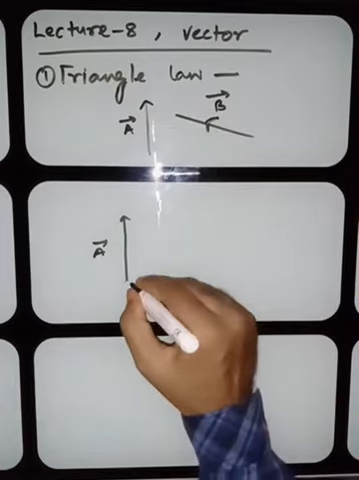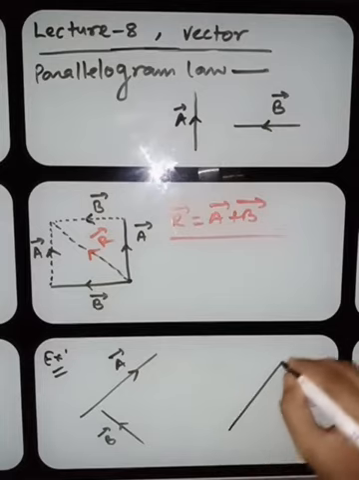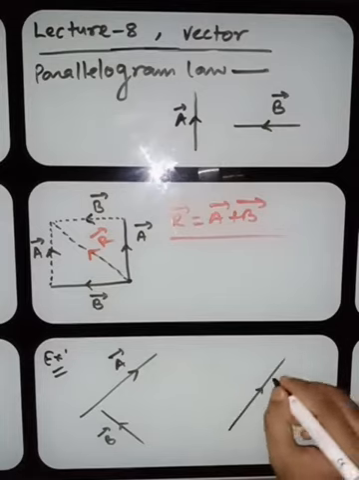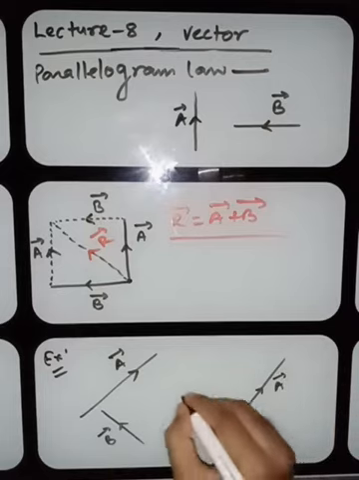Okay, let me do one more question to clarify. One more example. This is one vector A and this is another vector B. We have to add these using the parallelogram law. All right, my dear student. So this is A, and B should be originated from the same point. It means it has to be originated from the same point.